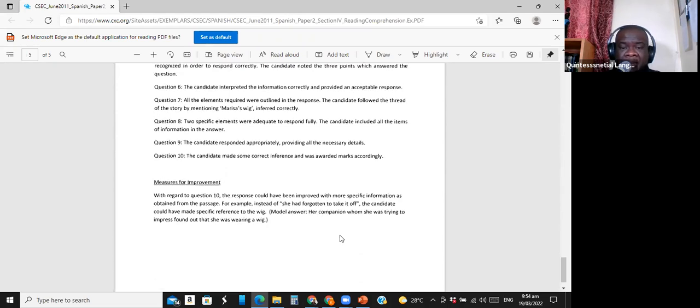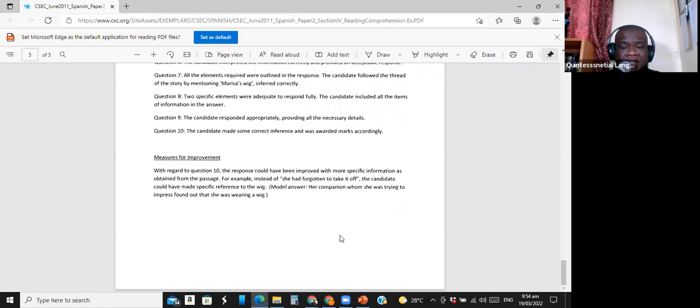The candidate made some correct inferences and was rewarded marks accordingly. So look at this. With measures for improvement, with regard to question 10, the response could have been improved with more specific information as obtained from the passage. For example, instead of she had forgotten to take it off, the candidate could have made a specific reference to the wig. So here's our model answer. Her companion, whom she was trying to impress, found out that she was wearing a wig. So they were looking for the explicit mention of the wig.